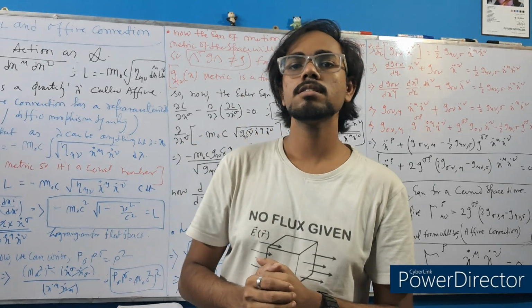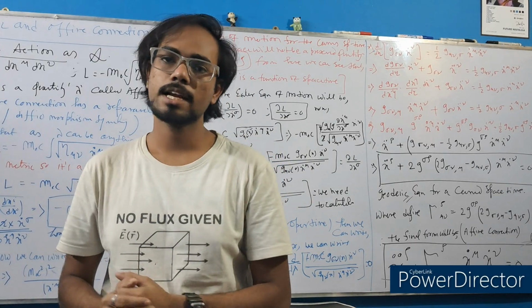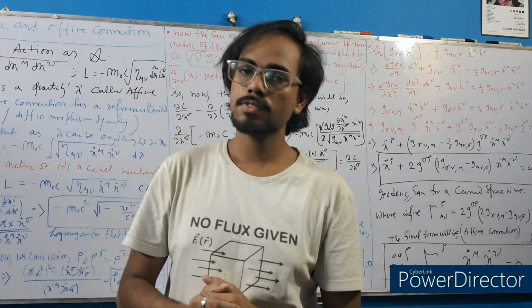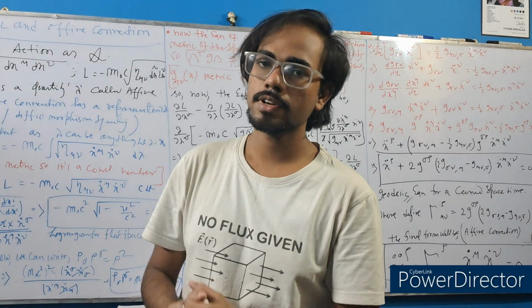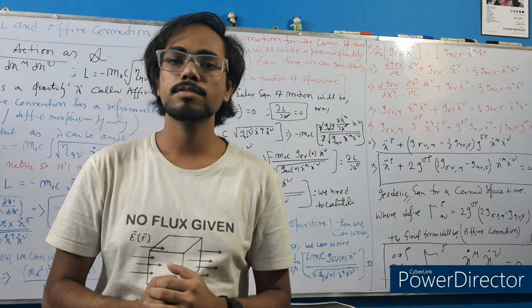So today's video is a continuation of the last video I've done about the accidental degeneracy of the hydrogen atom. In the previous video we proved something called the Runge-Lenz vector, and we saw that it is a conserved quantity due to the dynamical symmetry of the system.